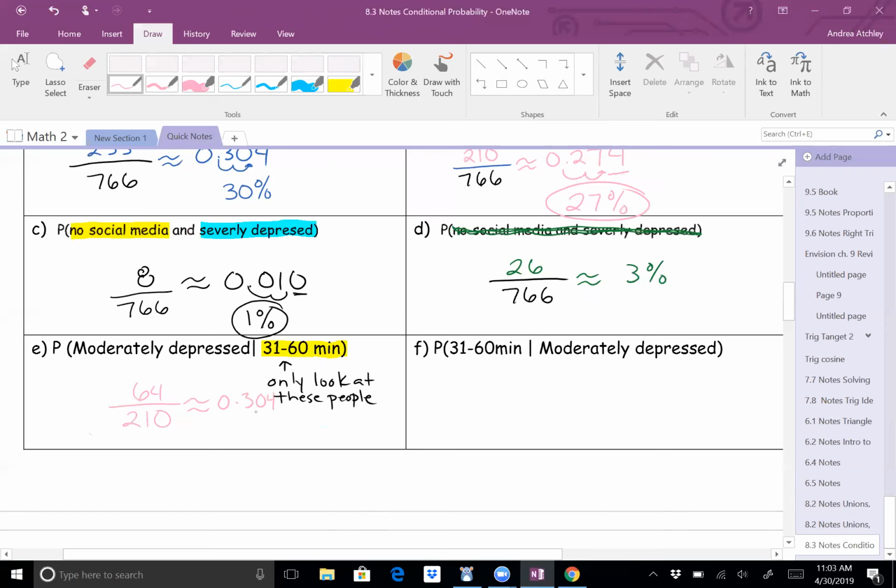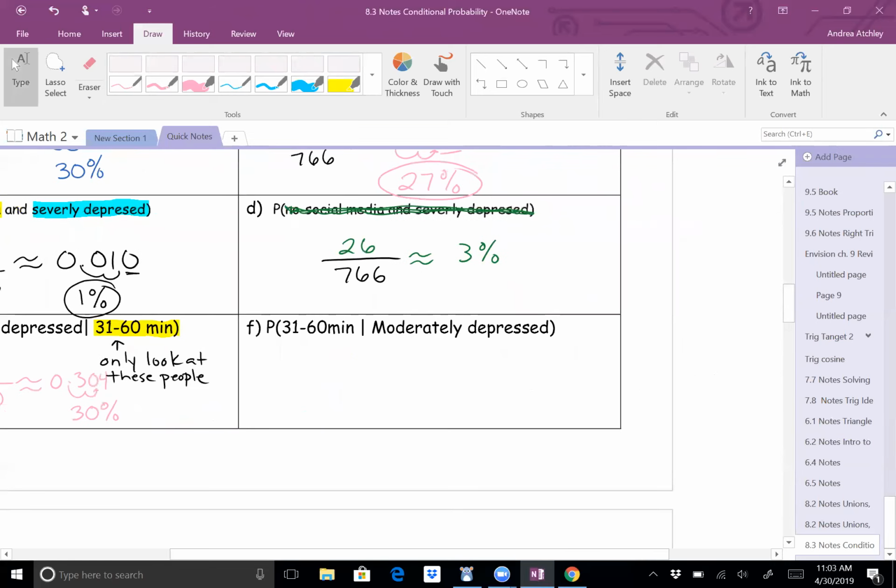Okay, does the 4 make the 0 move up? Okay, I move my decimal over twice, so it's 30%. Any questions over that? Okay, do the next one.